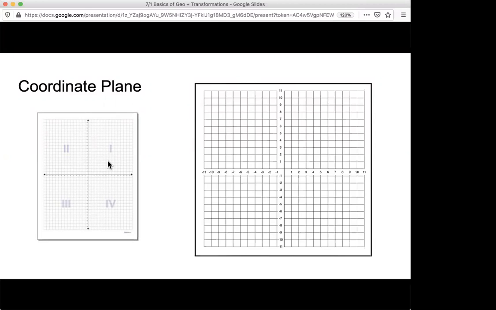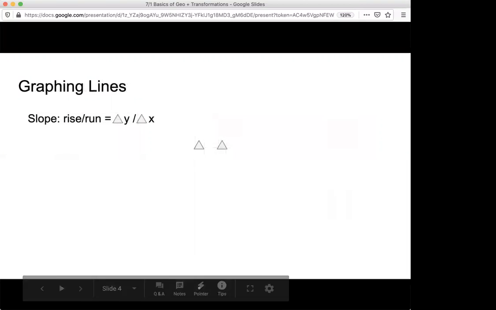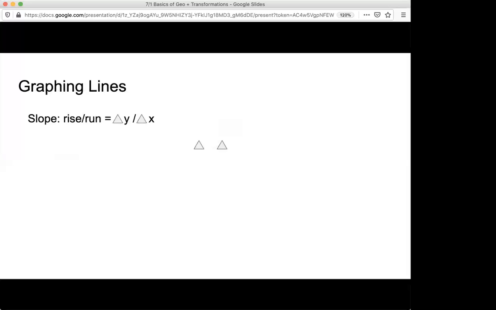So yeah, it would be quadrant 1, 2, 3, 4. The horizontal axis would be your x-axis, and your vertical would be your y-axis. And to graph lines, you'd use the equation rise over run, the difference of y over the difference of x.